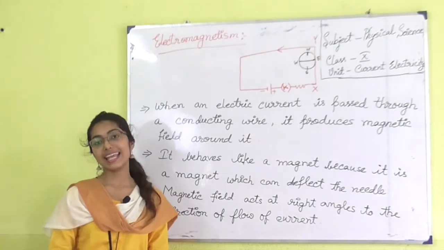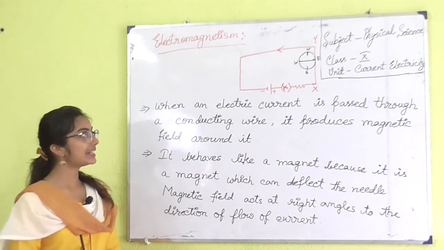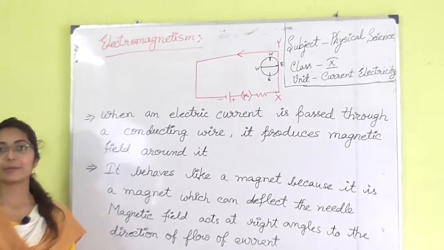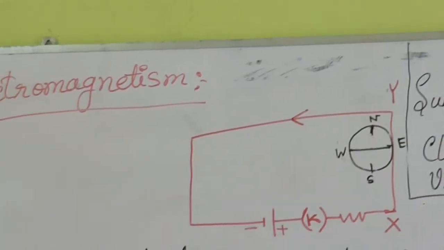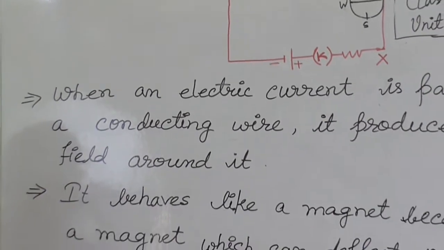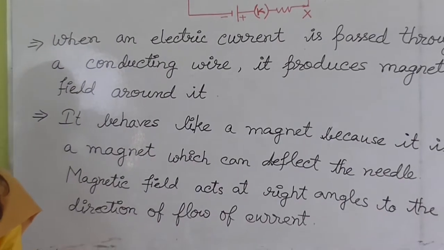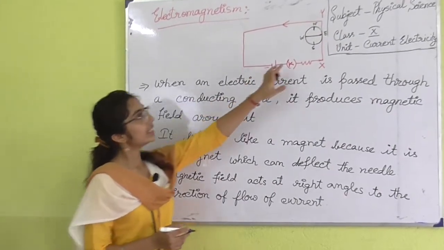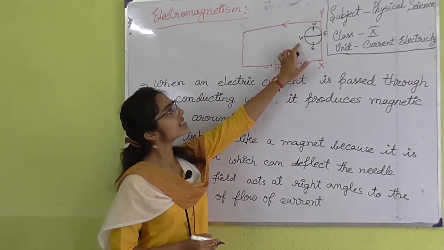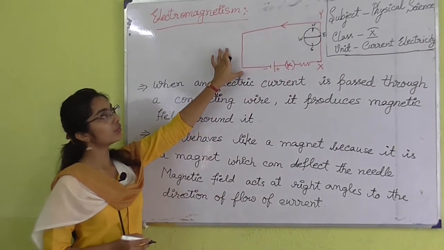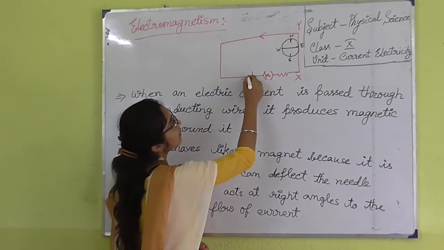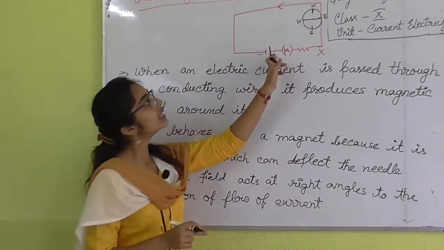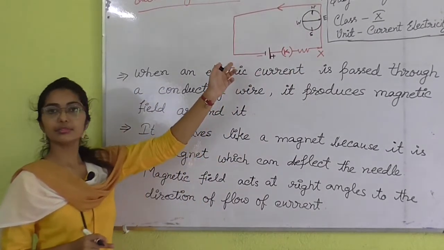Now, we will move to the next subunit of the chapter current electricity, that is electromagnetism. Electromagnetism means electric field and magnetic field. Whenever there is current passing through a conductor, a magnetic field is generated surrounding the conductor. This is Oersted's experiment, and a magnetic compass is kept below the electric wire, and the current is passing. This is the positive terminal of the battery, this is the negative terminal, and the current is passing from positive to negative terminal.